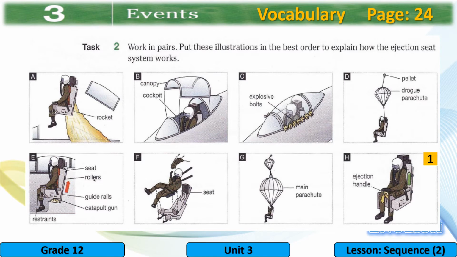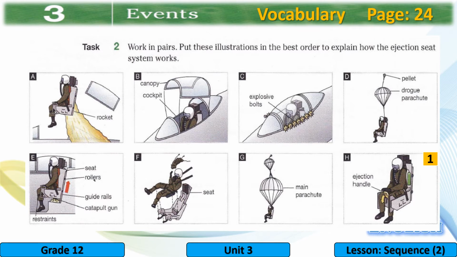From the same page, dear students, we have to do task number 2. Put these illustrations in the best order to explain how the ejection seat system works. Now, you can read what's written on each picture from A to H. Then think how to explain the ejection seat system and how it works. You can pause the video, then come back to check your answers.